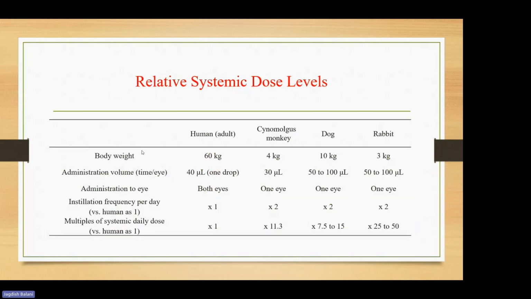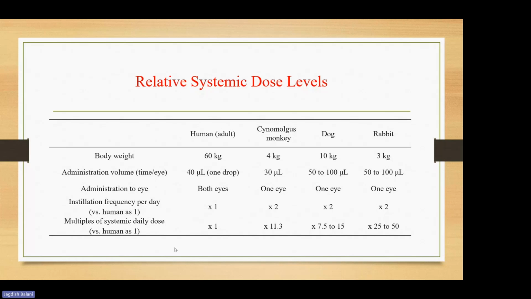And this is information on the relative systemic dose level for human, cynomolgus monkey, dog, and what body weight to consider while you are going to perform any ocular study for human compared to dog, rabbit, and mice. Administration to the eye, normally in monkey, is carried out in one eye, while the instillation frequency can be once or twice, depending. You can define it according to your needs. So this is additional information I kept apart from our main discussion.